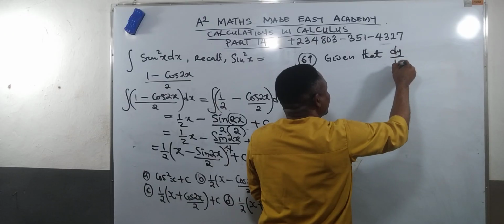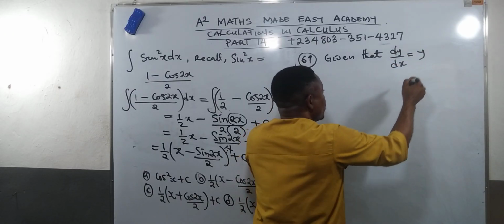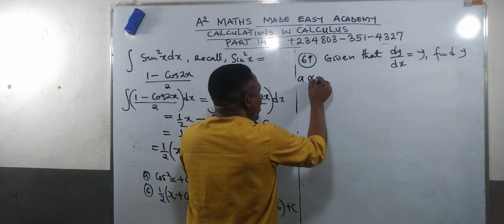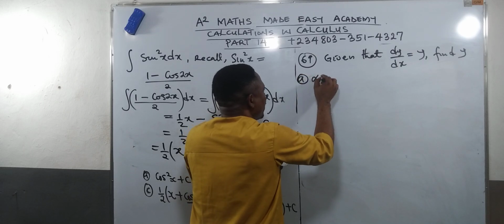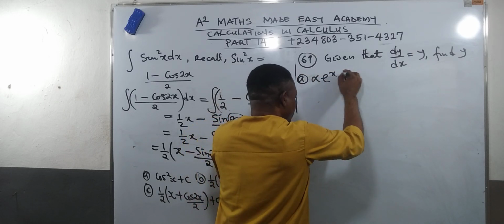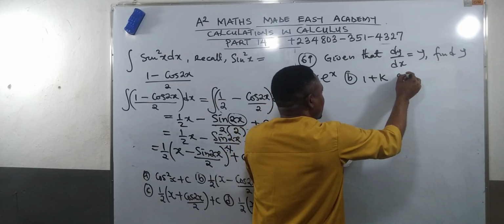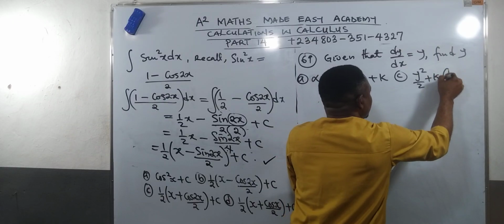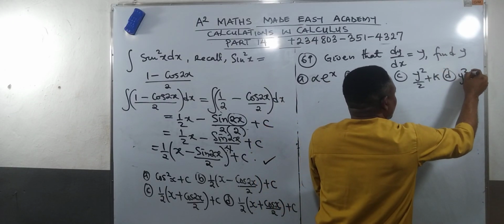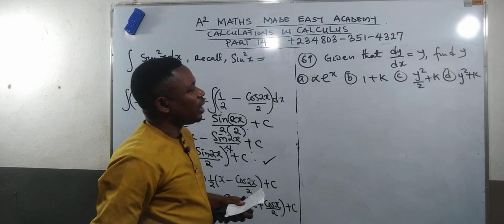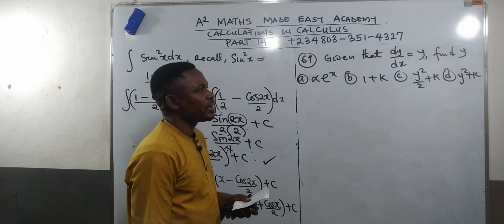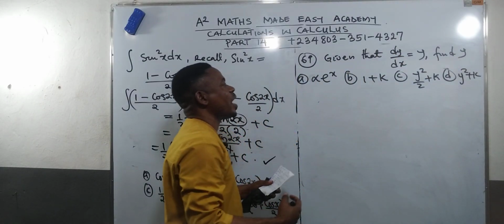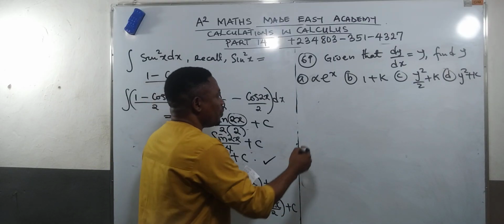dy over dx is equal to y, the question says find what? Y. Option A, alpha exponential x. Option B says 1 plus k. Option C says y squared over 2 plus k. Option D says y squared plus k. Now this is our integration problem. Do you know why? When a question starts with dy dx and they said find y, it means that we are expected to do what? Integrate. Can we go ahead?